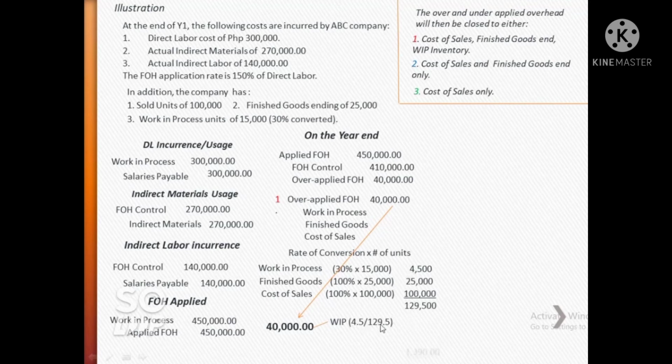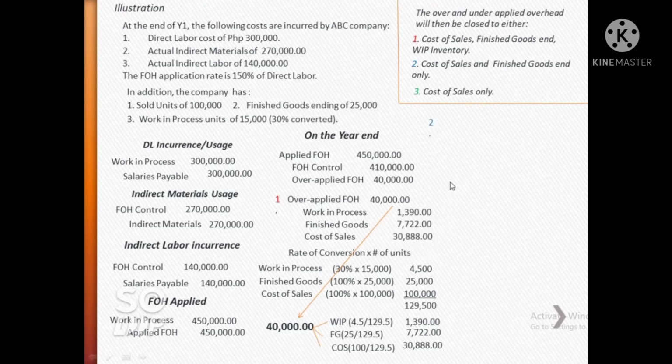So we have 40,000 times 4.5 divided by 129.5, it's 1,390. And for the finished goods, we are going to use the 25 over 129.5. The 25 is coming from here. So we're going to get 7,722. And lastly, for the cost of sales, that's 100 over 129.5 times 40,000. We have 30,888. These amounts will then be carried here, so you will have a balanced entry already.